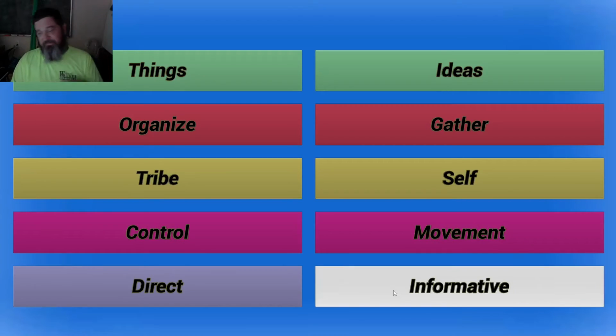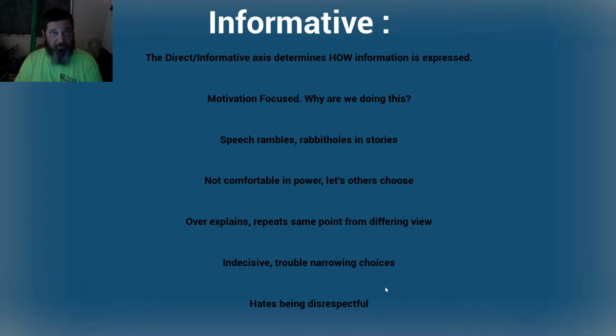And then informative people are your rabbit hole people. They're the people that when they tell a story, they can tell a story about going to get gas, but it's going to take 20 minutes. That is informative. That is the easiest way to tell informative: if they start telling a story and they veer off, that's informative.